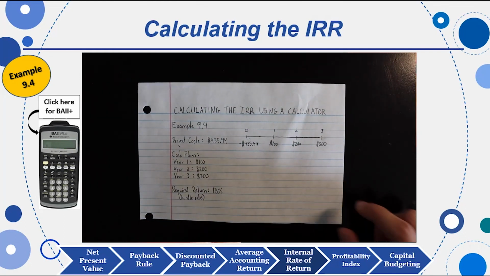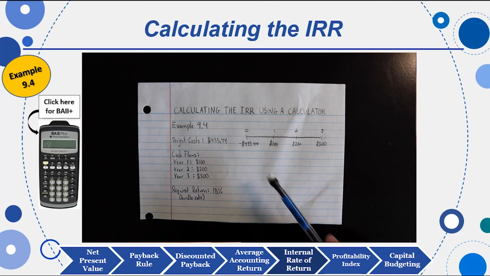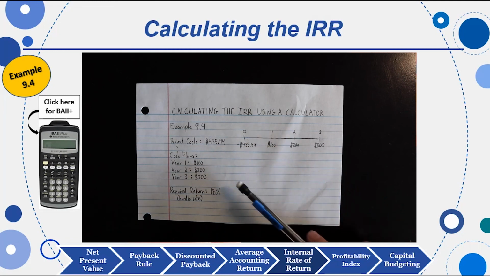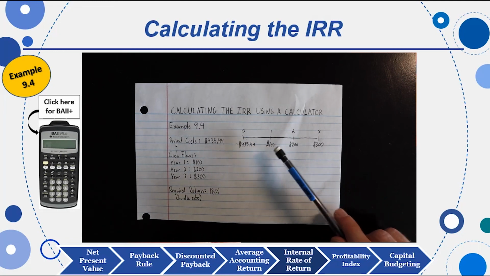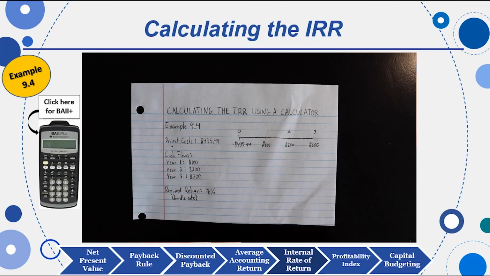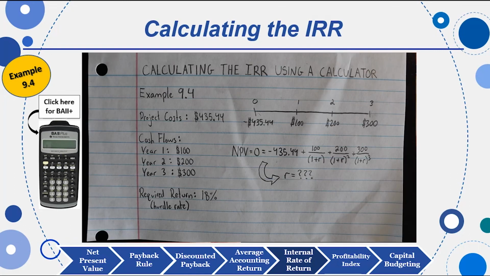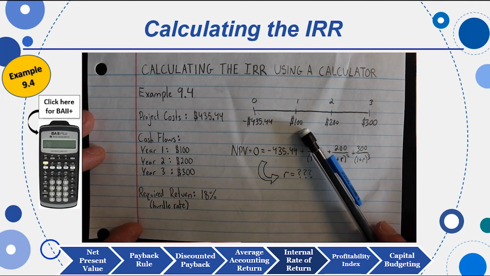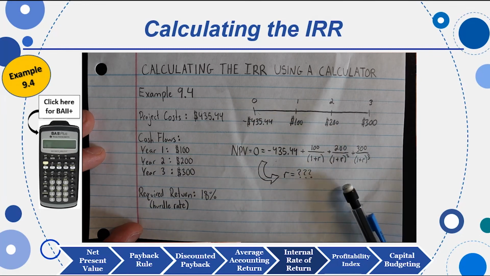So after our timeline is drawn, we can see that in the first year, our initial payment is $435.44. And then each year after that, we get a cash inflow of $100 in the first year, $200 in the second year, and $300 in the third year. The third step in solving one of these problems is to set our net present value equal to 0. After we set that equal to 0, we then plug in our project costs and our cash flows. We then have to plug in 100, 200, and 300 into our equation.